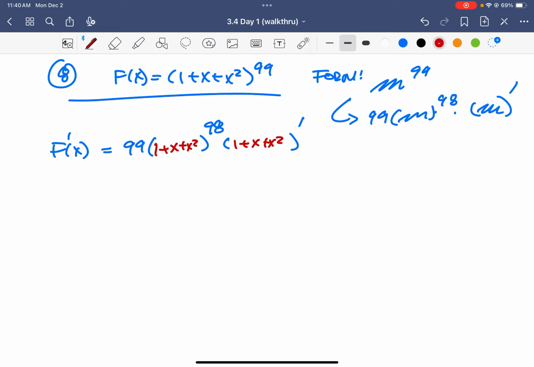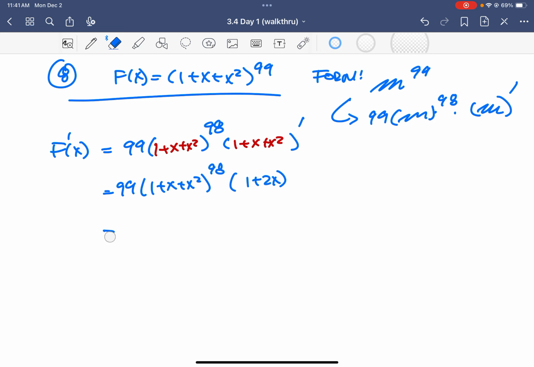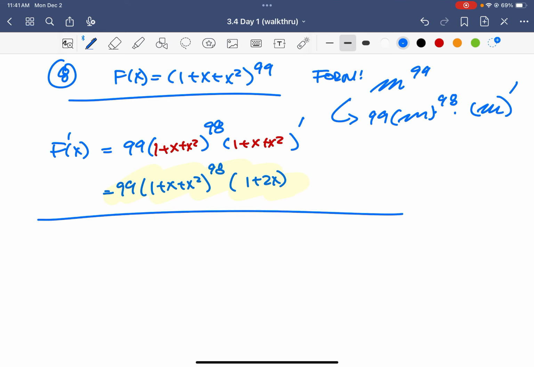So it's the derivative of the inside. That's going to be 99 times (1 plus x squared) to the 98th times (1 plus 2x). Maybe you write it as 99 times (1 plus 2x) and really, there's not much simplifying you can do past that. So I'd say that would be your answer. That looks pretty simple to me. That would be number 8.